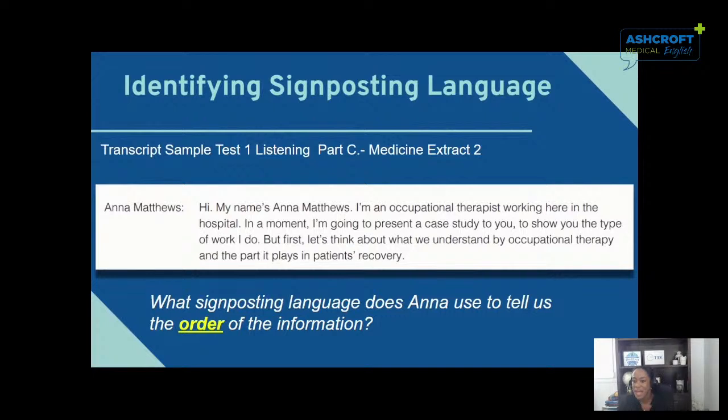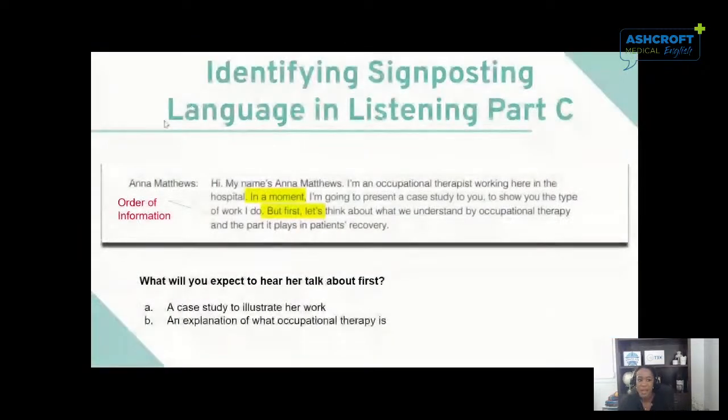All right then. So let's see what you have managed to do there. Okay. Let's see if you got the answer. Now, what we have here is the signposting language used to order information. Okay, so she's used "in a moment." Yes, great. Getting some answers in there. And then "but first." Wonderful. Well done for those of you who managed to identify those bits of signposting language.